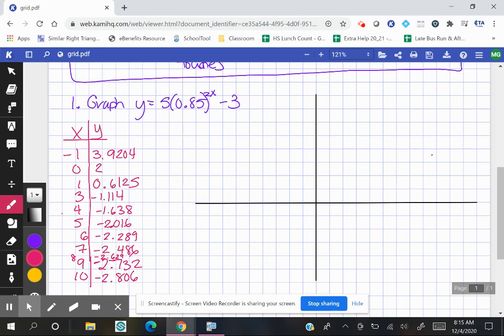Okay, so now we want to go ahead and graph these. So I need to get up to 10: 1, 2, 3, 4, 5, 6, 7, 8, 9, 10. I have enough room on my x-axis, and on my y-axis my highest value is almost 4, and I'm going to -2.3. So I can count by ones on all of those.